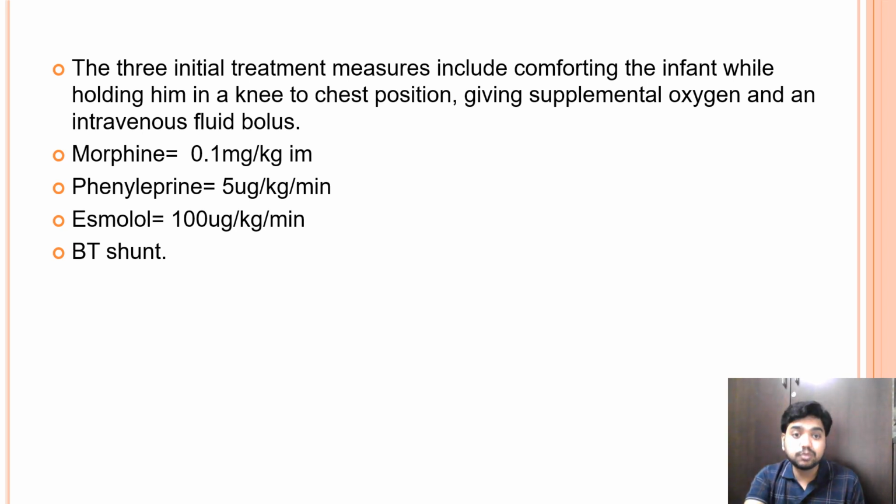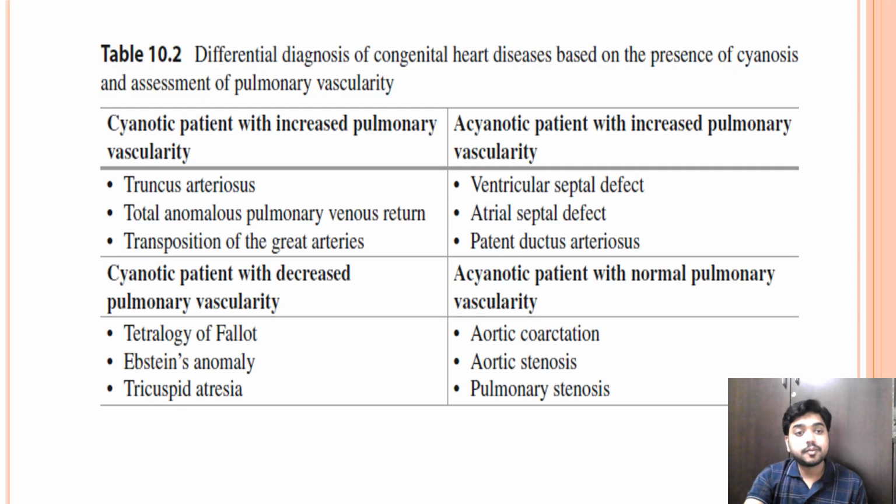Then what else can you give? Intramuscular or subcutaneous morphine. Then phenylephrine infusion, 5 mcg per kg per minute. If not decreasing, go for esmolol infusion, 100 mcg per kg per minute. Even if not responding, ventilate the child, intubate and ventilate, because you can't take the risk of injury to life. Then go for urgent emergency BT shunt placement, a surgical intervention.